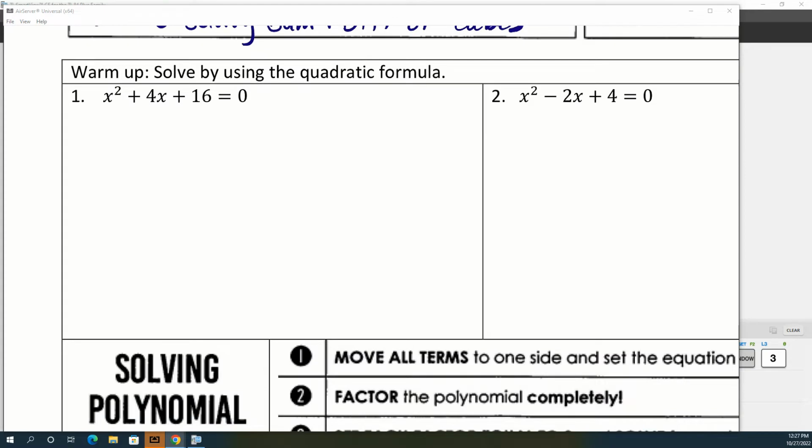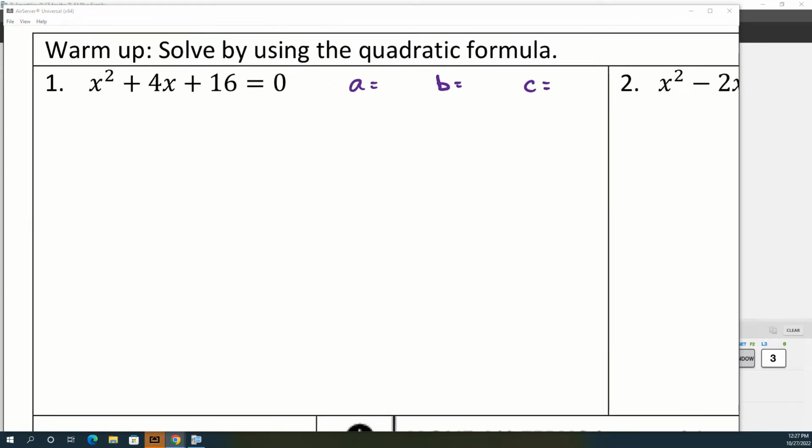Okay, so over on the side, I'm going to write what A, B, and C are. A is the coefficient of x squared, which in this case is 1. B is the coefficient of x, which is 4. And C is that last number, which is 16.